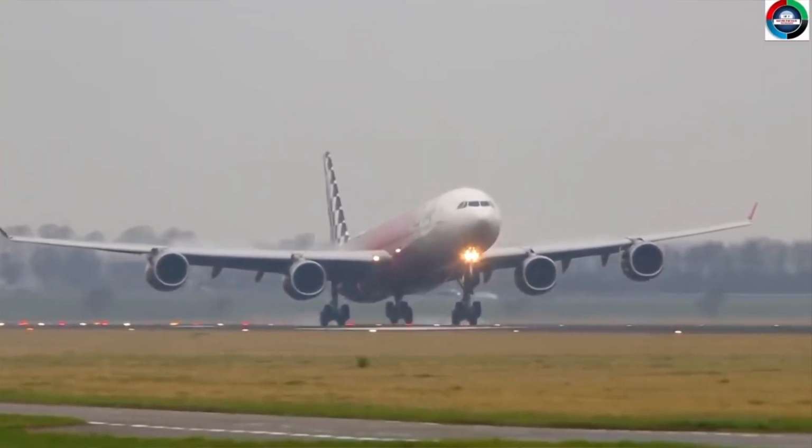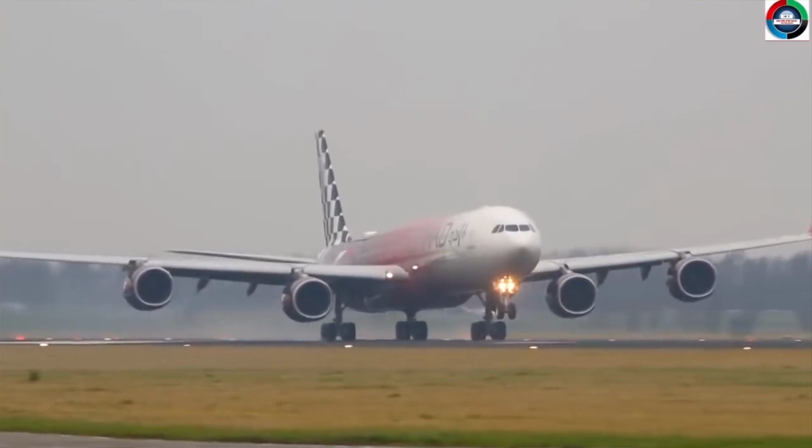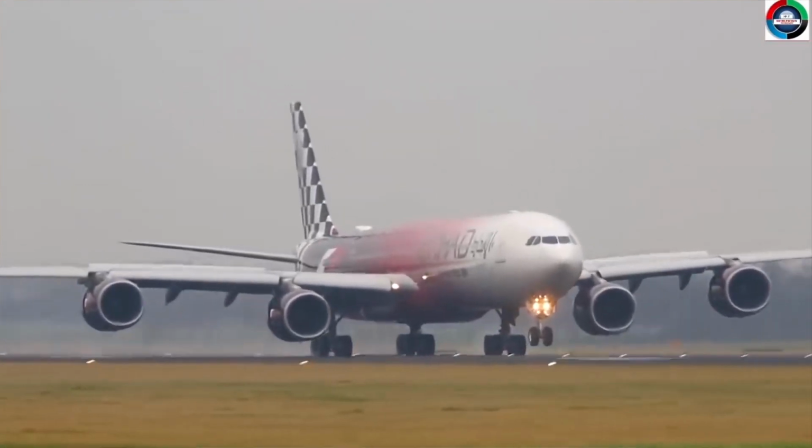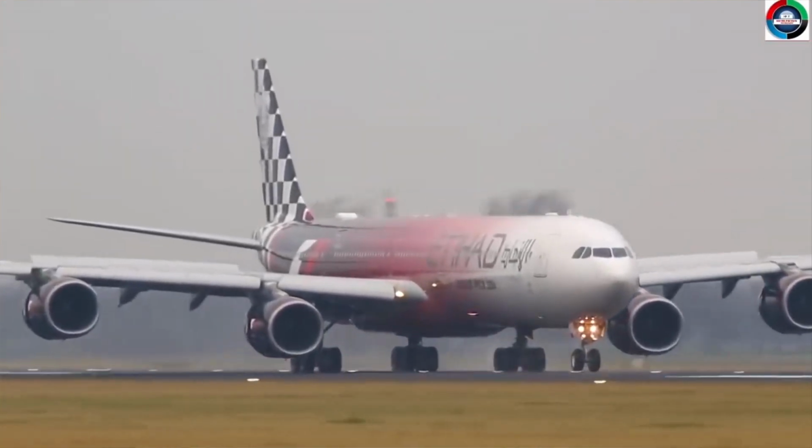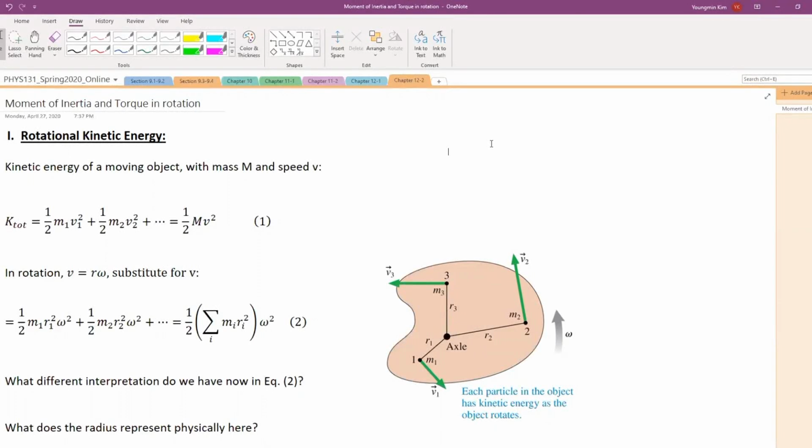We know any macro object is made out of many individual particles. So to calculate its total kinetic energy, we can consider its individual particles, particle number 1, 2, and 3, and their masses and their individual speeds together, and add them all up. That's what is expressed in equation number 1.